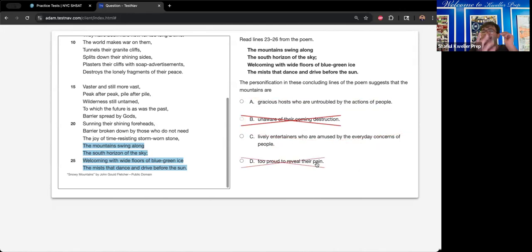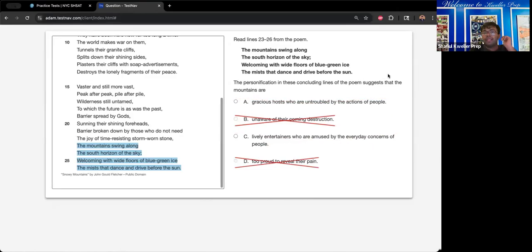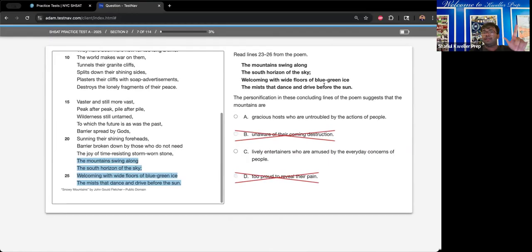Too proud to reveal their pain. Again, this is not like an idea that's addressed in this stanza. The whole idea is that nature is withstanding change. So it's either A or C. Gracious hosts who are untroubled by the actions of people, and then lively entertainers who are amused by the everyday concerns of people. So I think these two are pretty like either you choose one or the other. In this case, the answer should be A, not C, because look at how they talk about the people. A says they are untroubled by the actions of people, and we see that. It seems like they're like withstanding what people are doing.